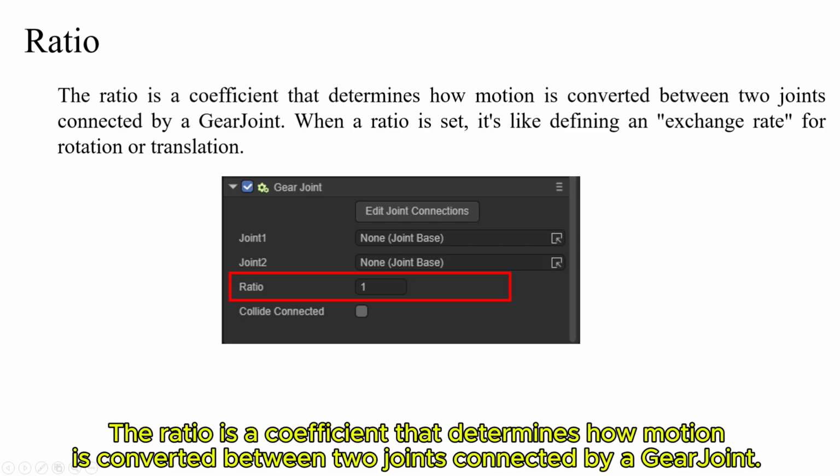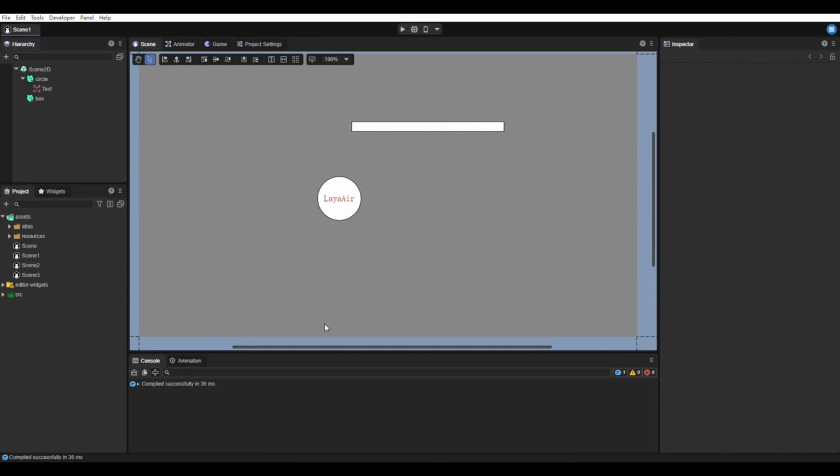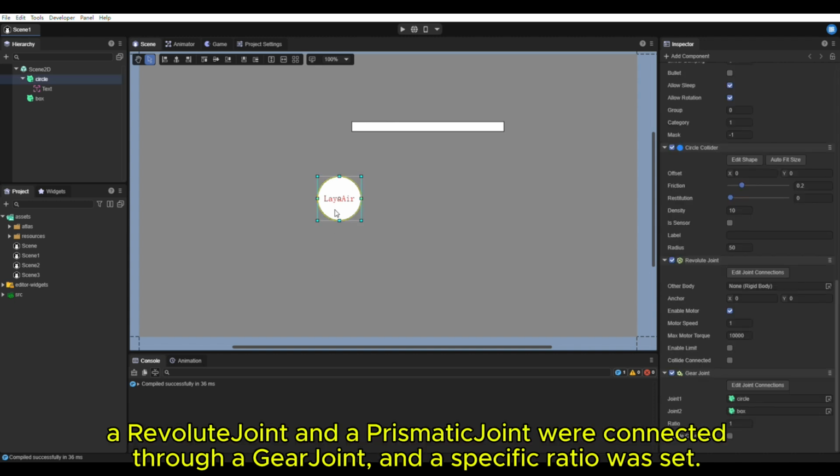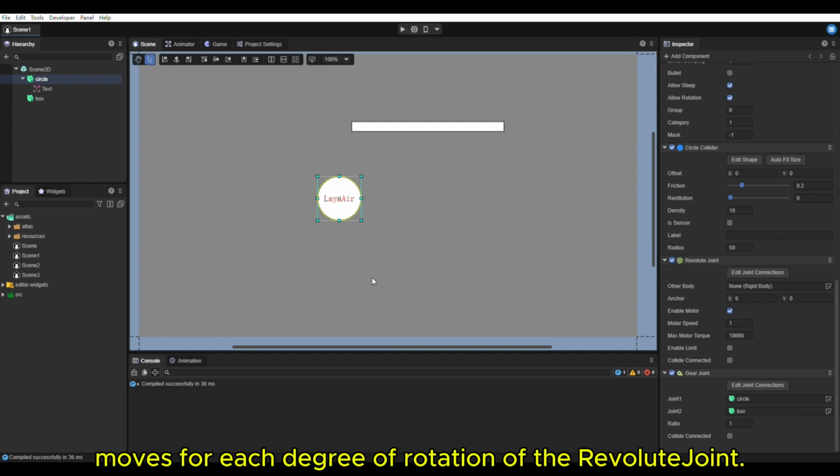The ratio is a coefficient that determines how motion is converted between the joints connected by a gear joint. When a ratio is set, it's like defining an exchange rate for rotation or translation. For example, in the previous example, a revolute joint and a prismatic joint were connected through a gear joint, and a specific ratio was set. This ratio determines how much distance the prismatic joint moves for each degree of rotation of the revolute joint.